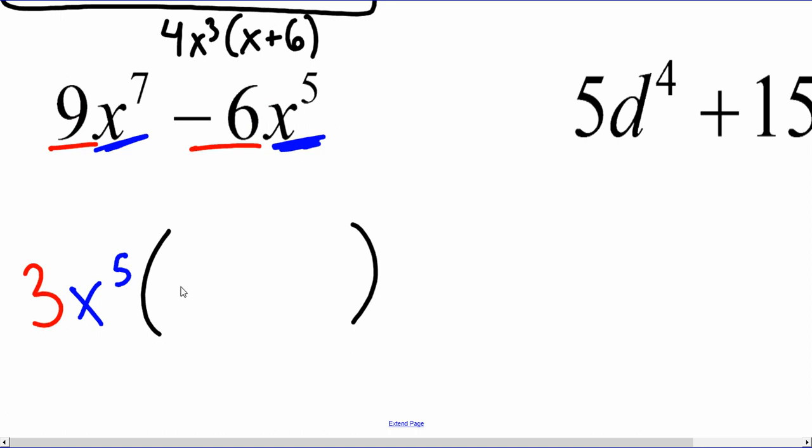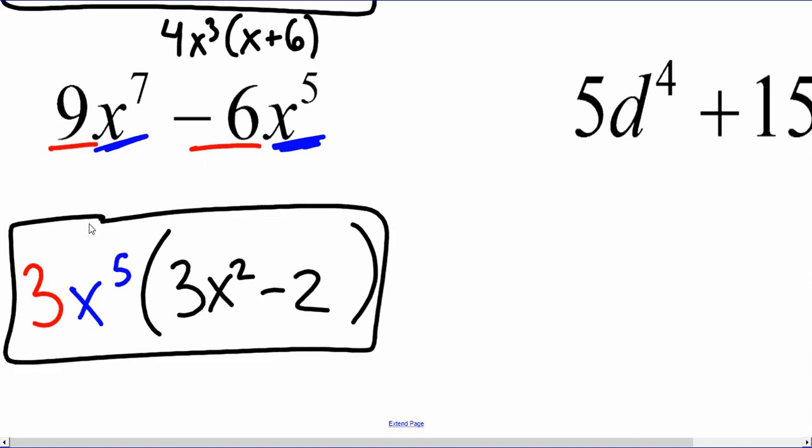Well, 3 times what would get me to 9? Well, I need a 3. This has 5 x's, I need 7, so I need 2 more in the first statement. 3 times negative 2 is going to get me to negative 6. I don't need any more x's here because all 5 are going to come and get it. So there's your final answer. 3x to the 5th times (3x squared minus 2).